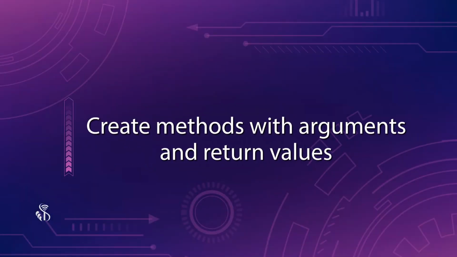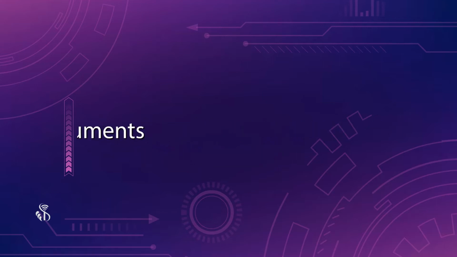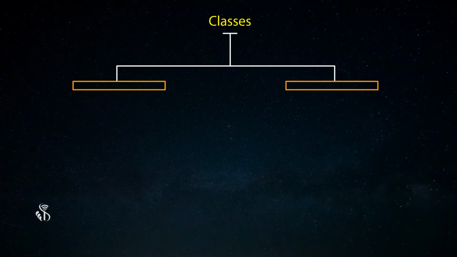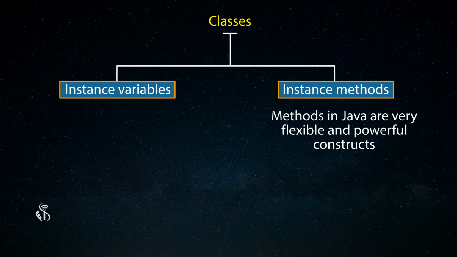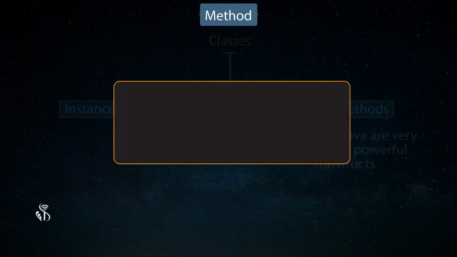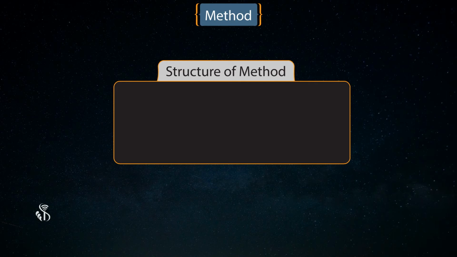Create methods with arguments and return values. Classes usually consist of two things: one, instance variables, and two, instance methods. Methods in Java are very flexible and powerful constructs. Let us see the general structure of a method.